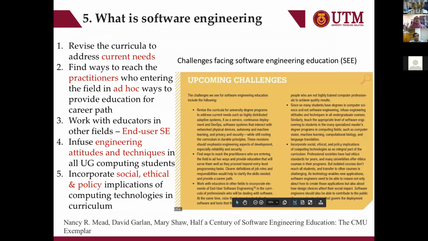When we look into software engineering, CMU, Carnegie Mellon University, addressed a number of challenges in software engineering education. Among the challenges addressed by Carnegie Mellon University: revise the curricula to address current needs. What are the current needs of the software engineer? We need to address them in our software engineering curriculum.